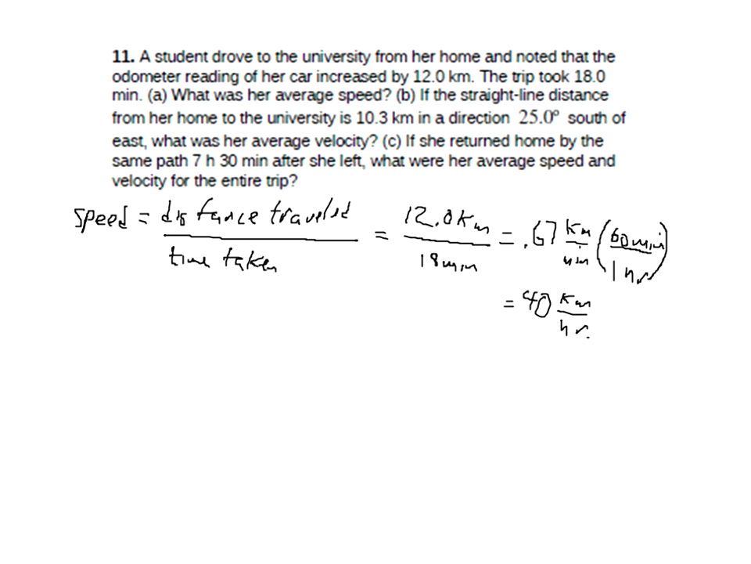If the straight line distance from her home to the university was 10.3 kilometers in a direction 25 degrees south of east, so if we just do a quick sketch of that, here's east, here's south, so 25 degrees south of east, so that's going to be, let's use a different color here.